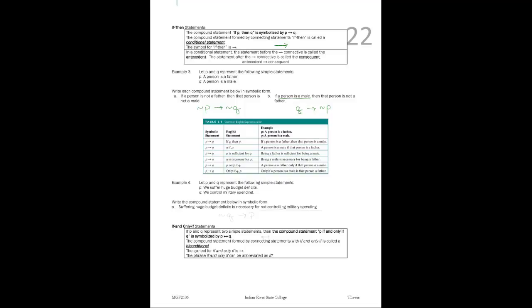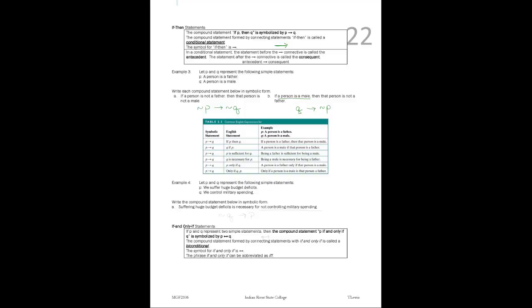Q if P: a person is a male if that person is a father. We can reverse that. It's sufficient for, it's necessary for, only if. P only if Q. Only if Q, we have comma P. So I'll let you read through all of those. And then when we come back, we'll probably do an in-class activity. So I'll do less talking and you do more practice in class. Okay.